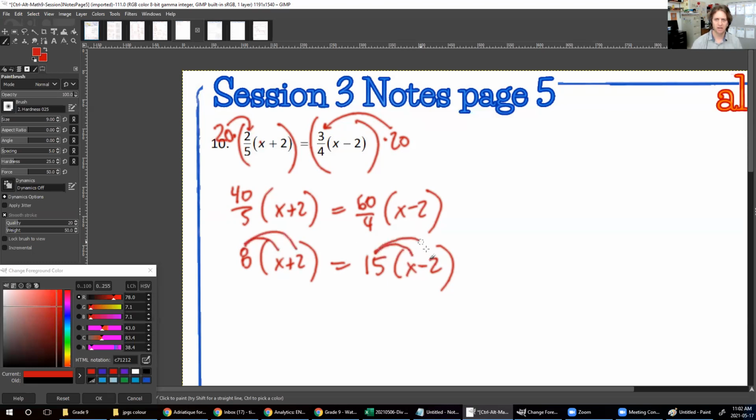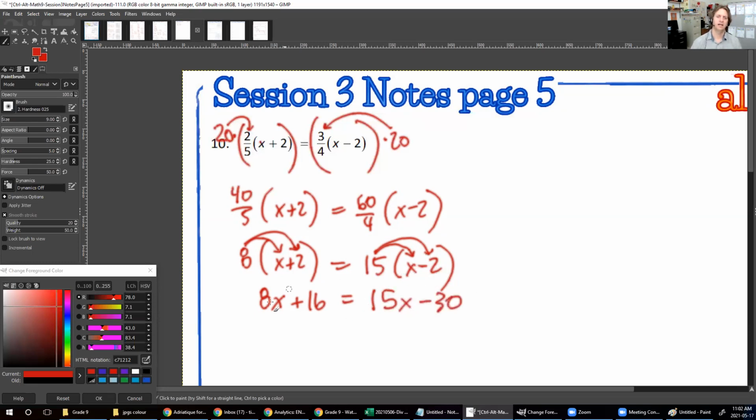So I'm going to multiply the 8 through the whole bracket. And this one I'm going to multiply the 15 through the whole bracket. So 8 times x is 8x. 8 times 2 is 16. 15 times x is 15x. And 15 times negative 2 is minus 30.